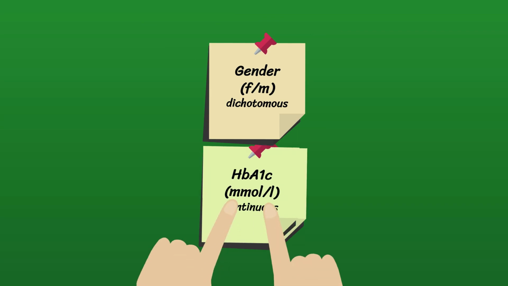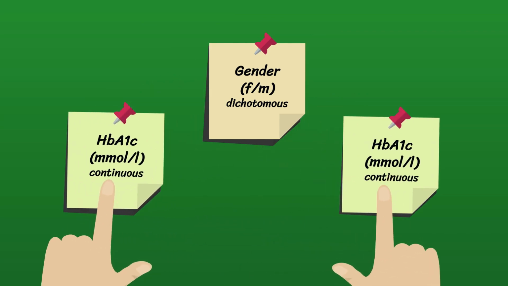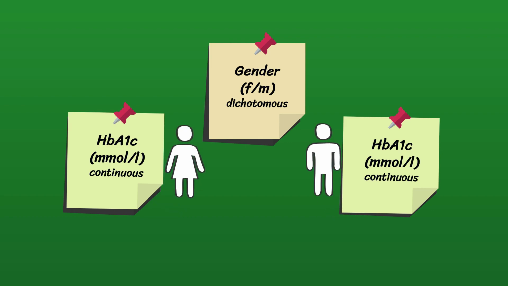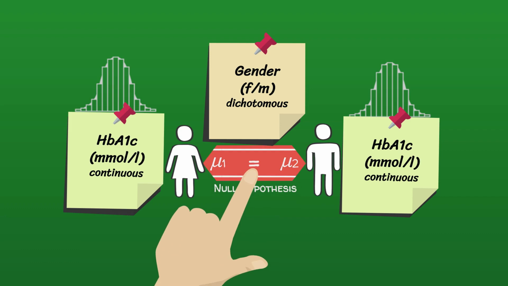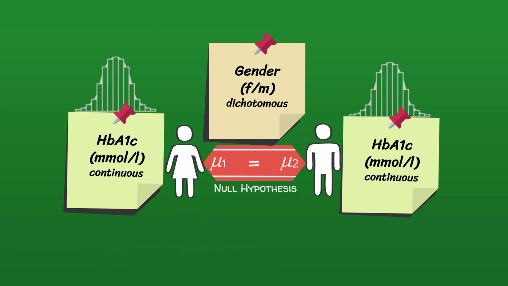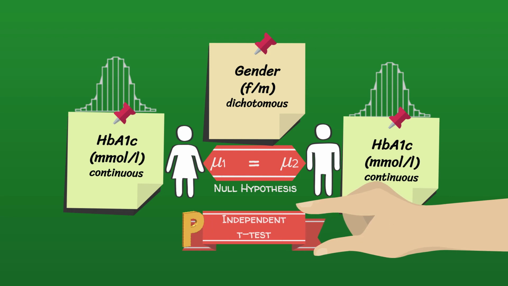And you want to determine if there is a difference in the level of this continuous variable between the subgroups, men and women. If the data is normally distributed for each subgroup, we can compare the mean of the continuous variable between men and women. Here, the null hypothesis implies that there is no difference between the means. To test this hypothesis, we need to calculate a p-value, which can be calculated by an independent t-test.